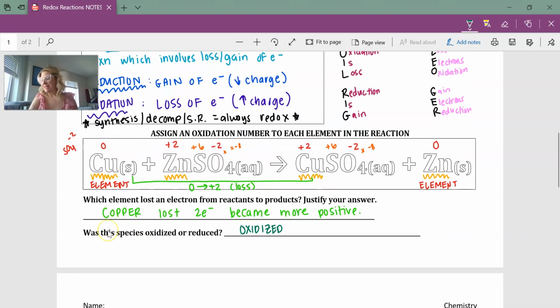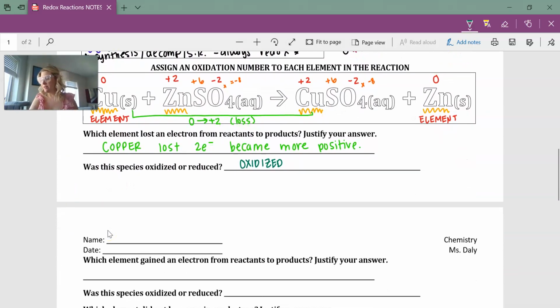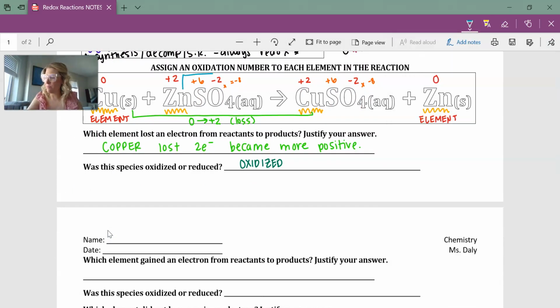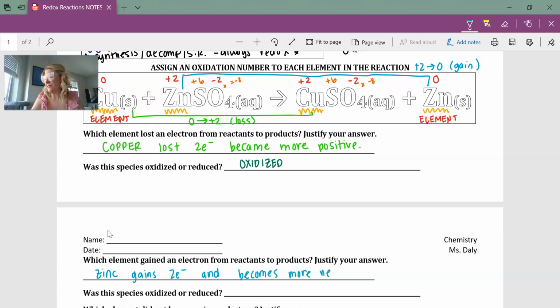Okay? Which element gains an electron from reactants to products? Well, again, we have zinc going from +2 to becoming 0. So +2 to 0 is a gain of electrons. So zinc gains 2 electrons and becomes more negative. Okay, and as our charge is going down, that means our species is being reduced.